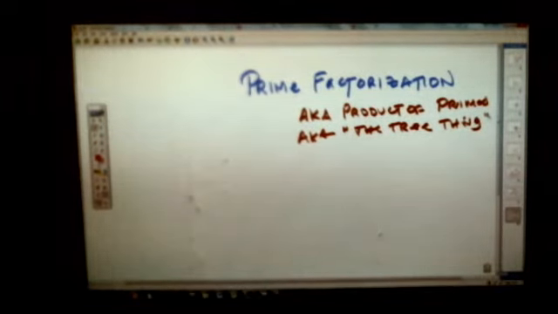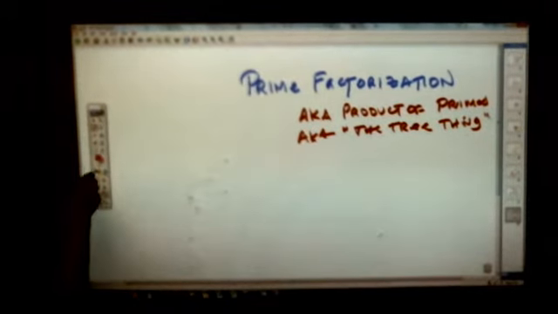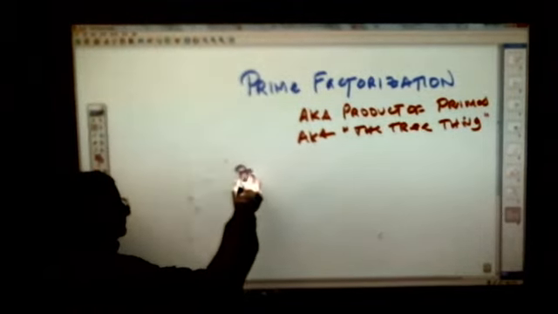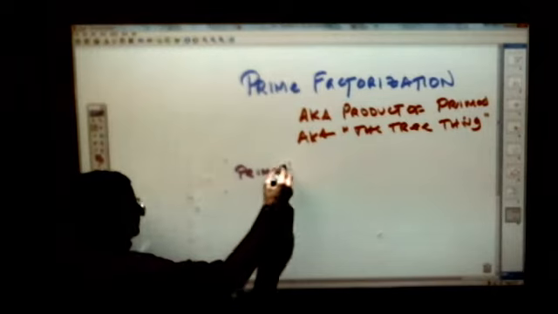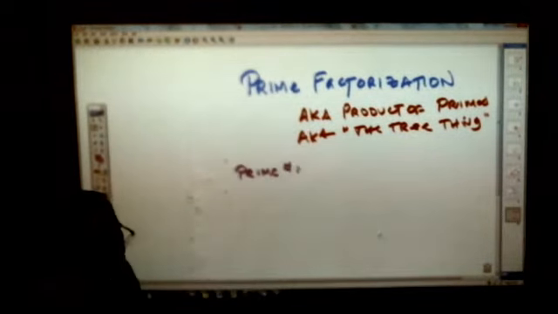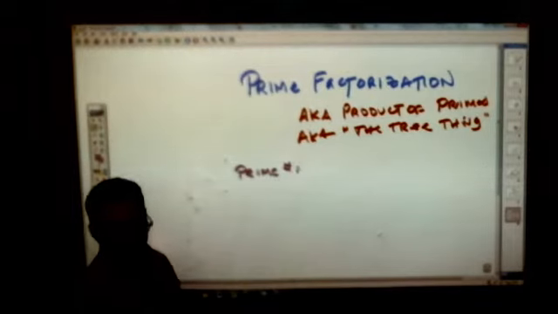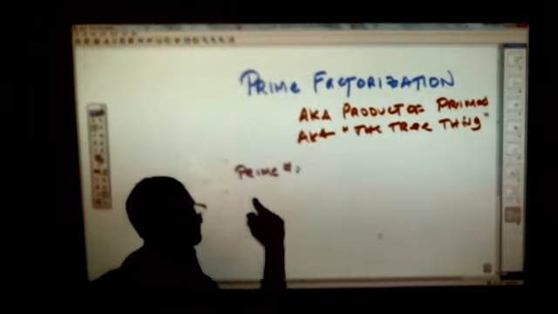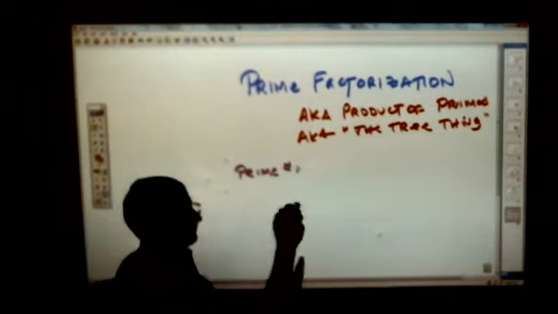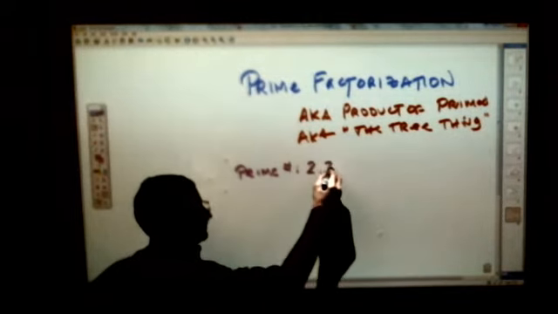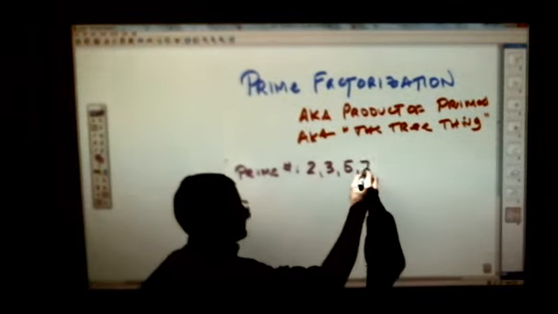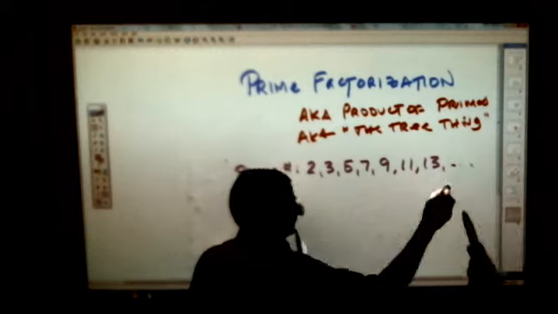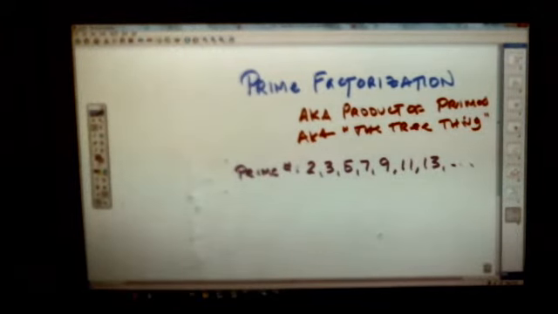But before we do that, we have to understand, we talked about this before, what are prime numbers? If you look in your notes, which you shouldn't have to, remember the prime numbers? Frankie did the 12th prime number was 37. So if you remember, prime numbers are numbers that you can't break down by dividing them by other numbers. They only have two factors. So the prime numbers are 2, 3, 5, 7, 9, 11, 13, and they go on forever.